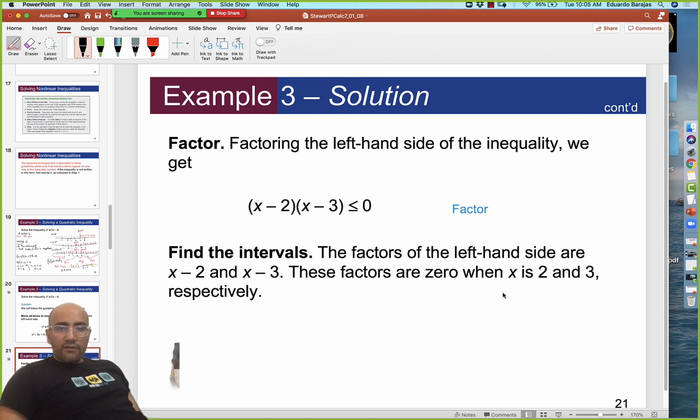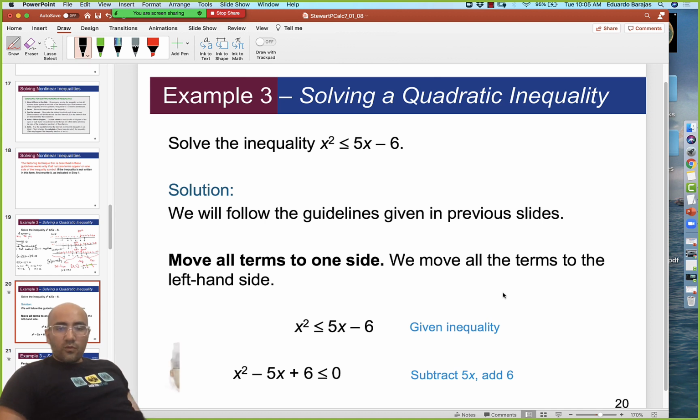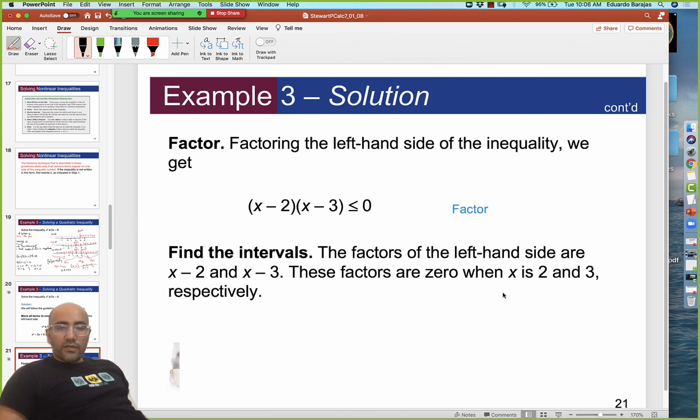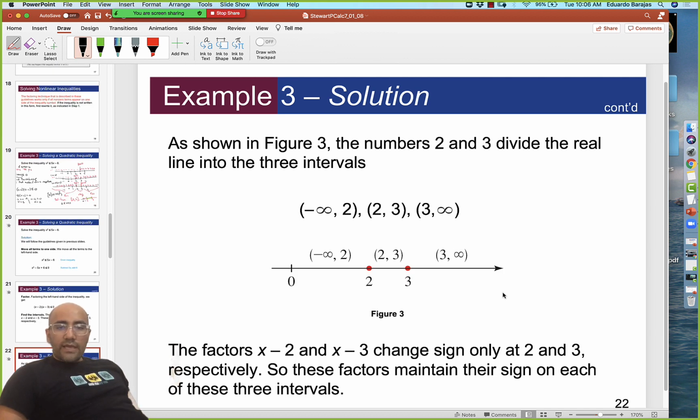So they factored everything, right? So moved everything to one side, so we have a 0 on one side, factored it. That creates the points on the number line. So it breaks it up into 3 segments: everything to the left of 2, everything to the right of 3, and then the one in the middle. So then you can just pick any convenient point.